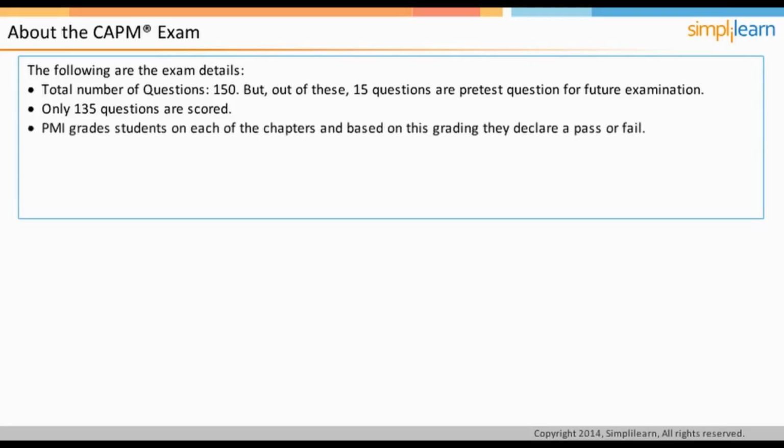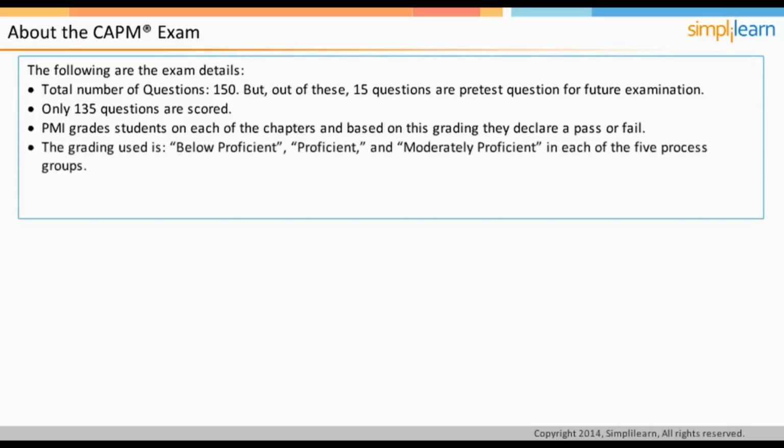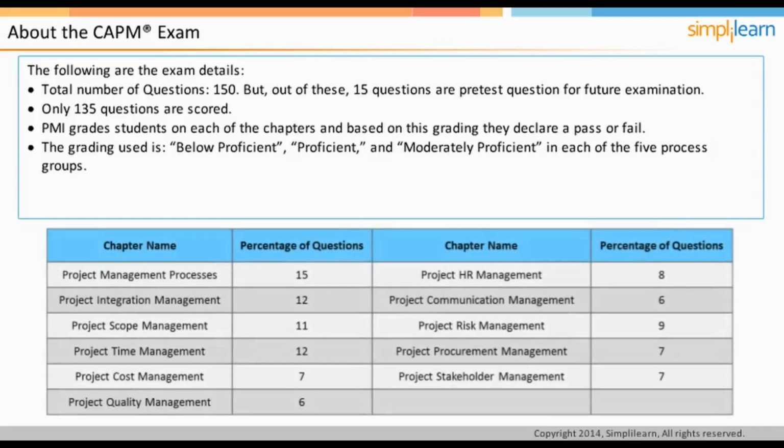PMI grades students on each of the 5 process groups, and based on the grading, they declare CAPM pass or fail. The grades are not disclosed to everyone, rather a rating is given. They are below proficient, proficient, and moderately proficient in each of the 5 process groups. The percentage of questions from each of these aspects is listed on the table.